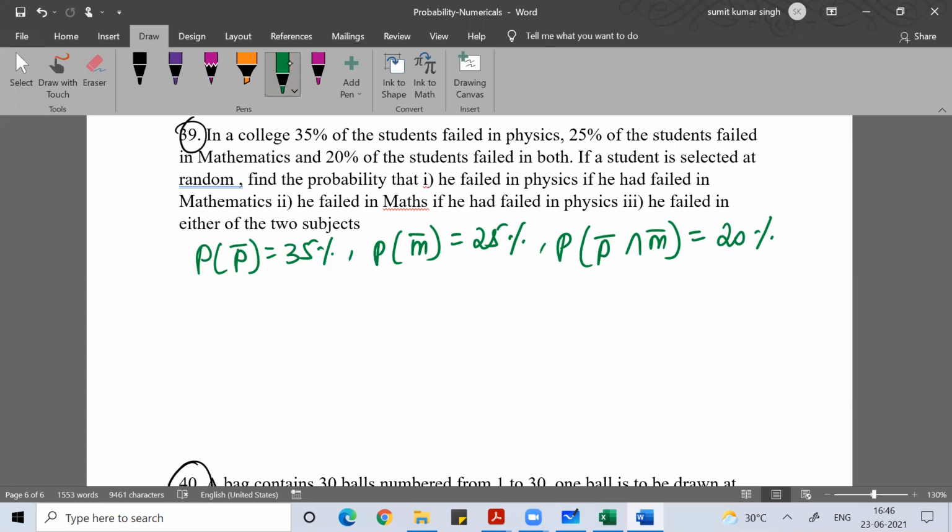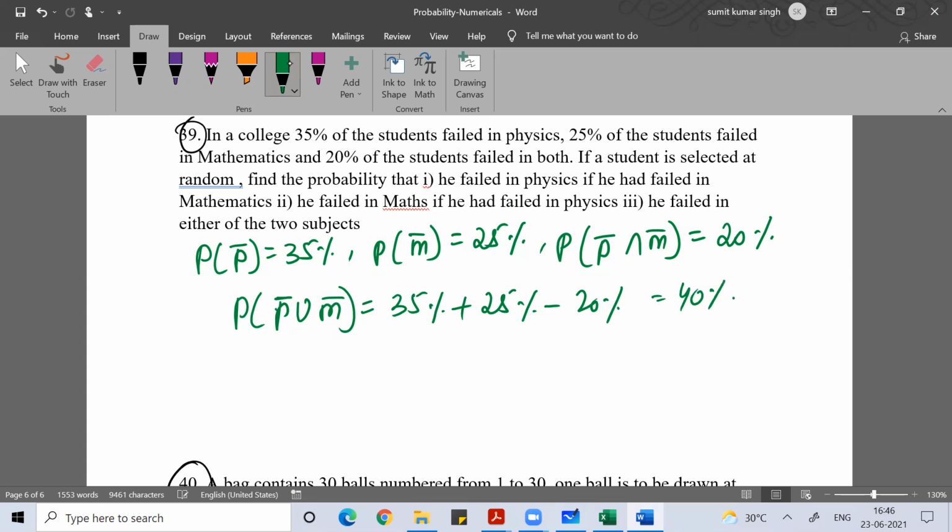If I want, I can find the probability of those people who fail in either physics or maths. That would be 35 plus 25 minus 20, so it would be 40% if required. I simply found it out; I don't know if it is required or not.